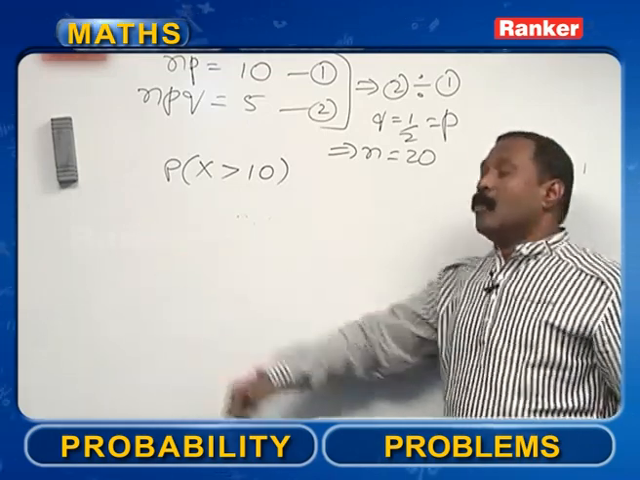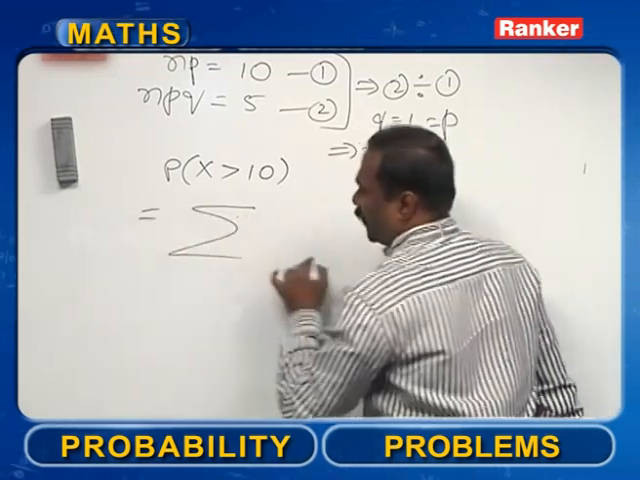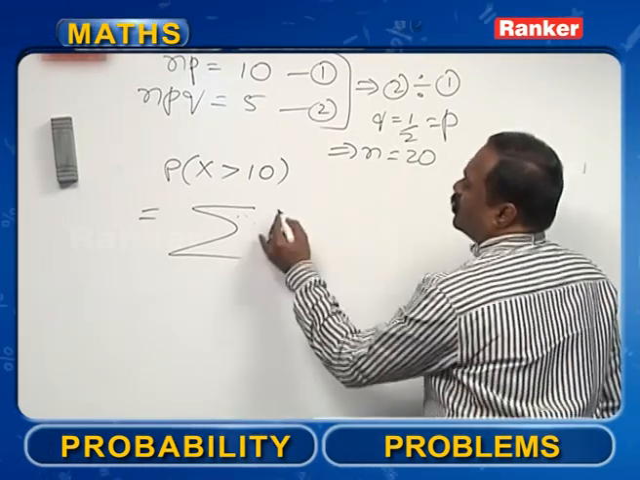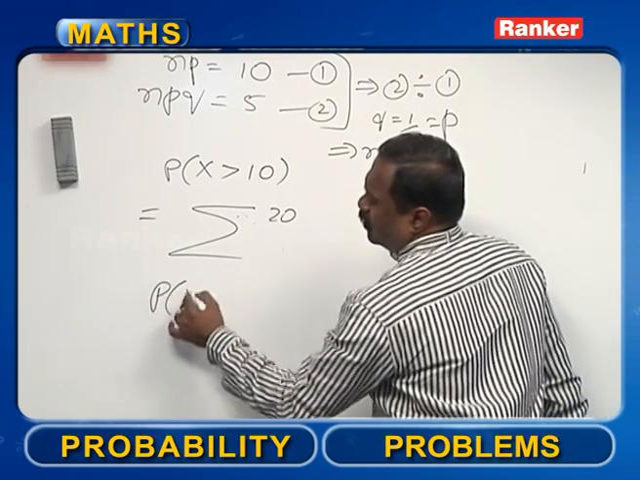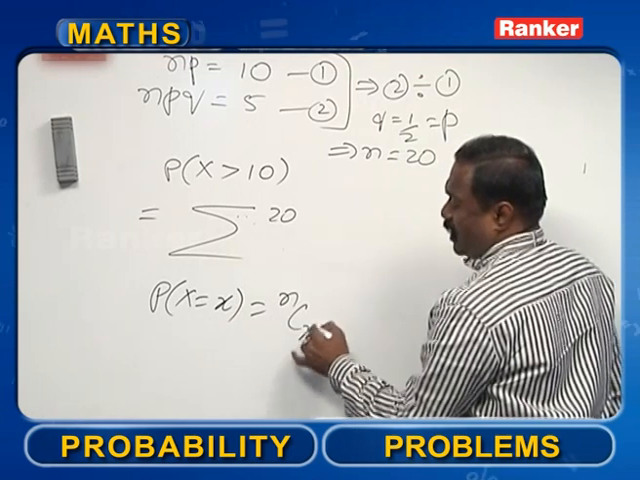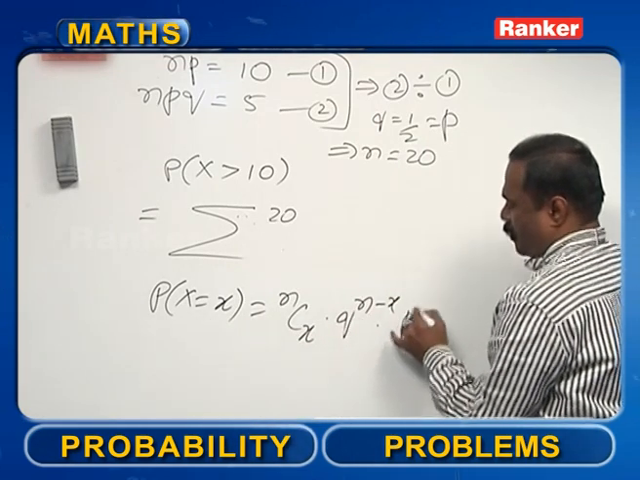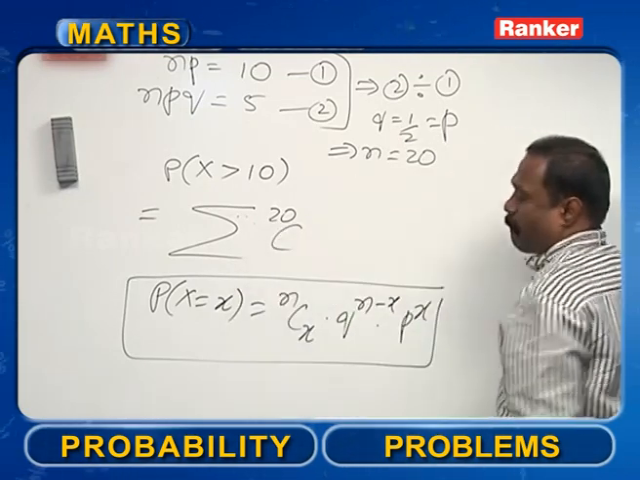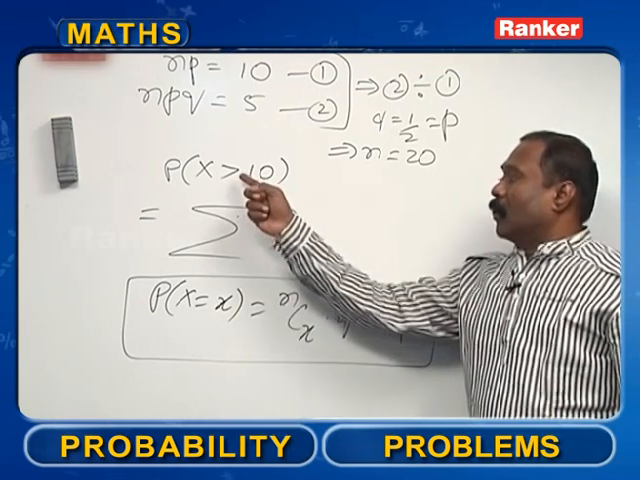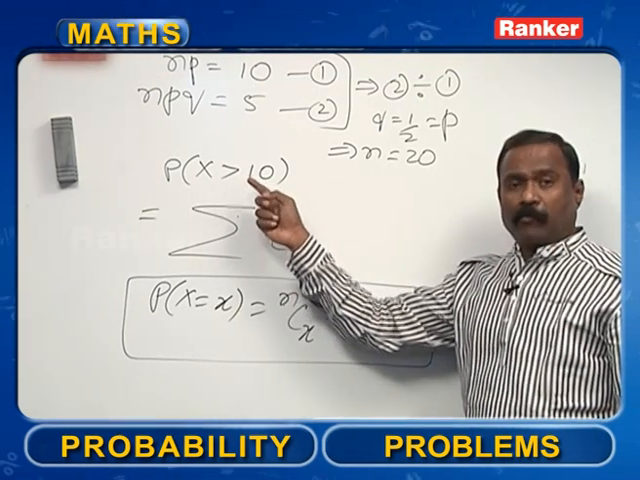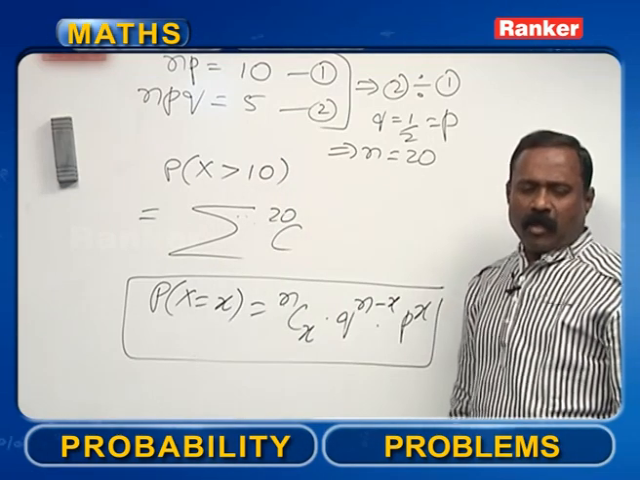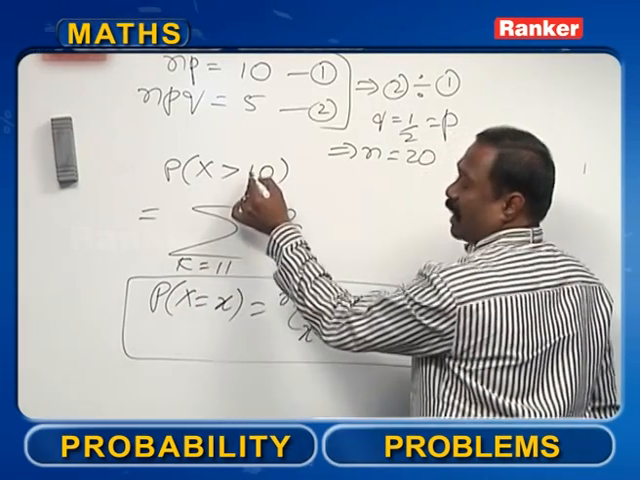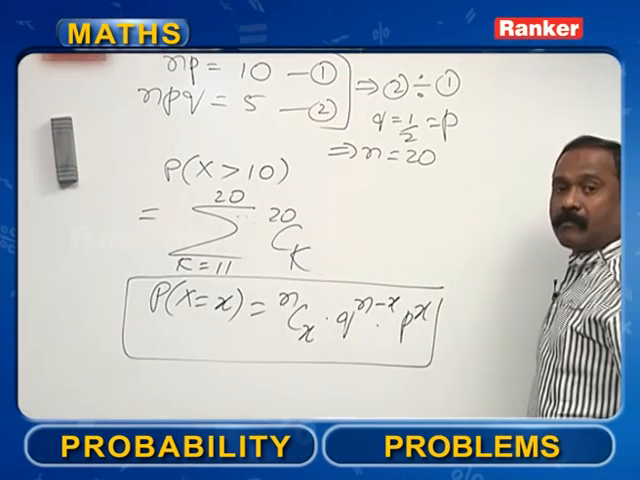So to write that, we make use of the summation sigma. We write the general term now. What is the probability of X successes? You know, it is NC X into Q power N minus X into P power X, is the formula. So how many number of terms are here? 20 C, and here it may be 11, 12, 13, 14, 15, 16, so on like that. So what we do here, it is given to be K, and K runs from 11, because greater than 10, to 20.